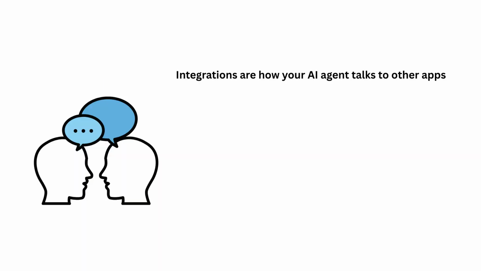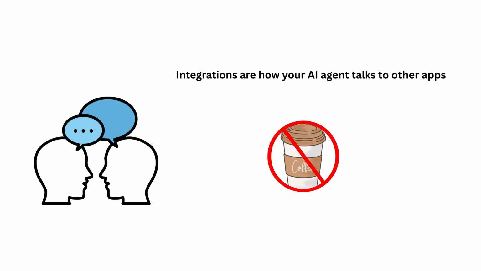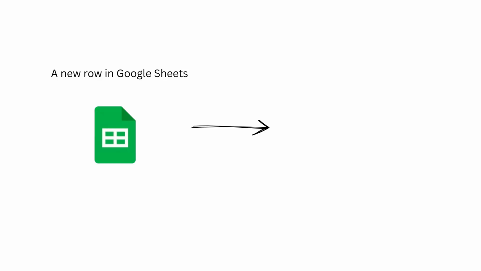So what is integration? Integration is how two systems communicate. It is a way they talk to each other. And for AI agents, it is their way of talking to other apps. And unlike us, they don't need coffee to stay awake during the conversation. I'll give you a few examples.